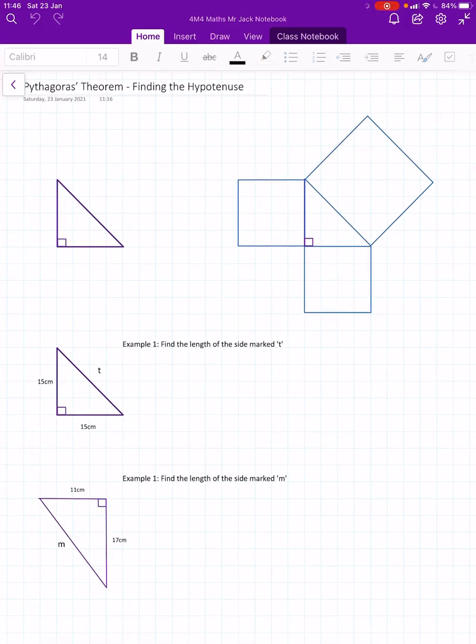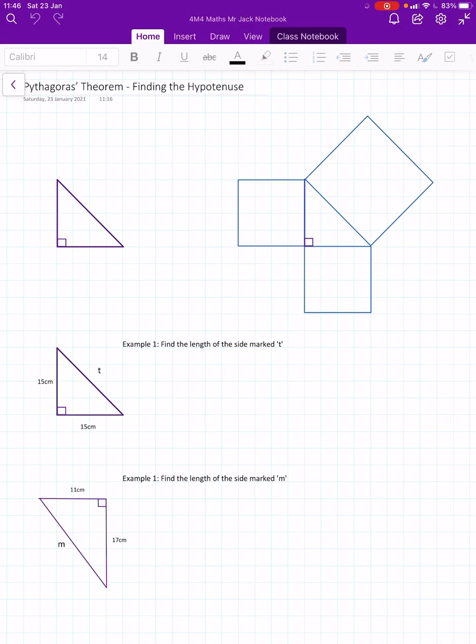Hello, fourth year. We are going to have a look at Pythagoras' theorem. So we're going to leave ratio behind, and we're just going to focus in on Pythagoras' theorem. Now, Pythagoras' theorem probably isn't new. You've certainly heard it before. You may not feel confident with it. That's okay. We'll get a bit of practice under our belt now, and we'll see how we go.